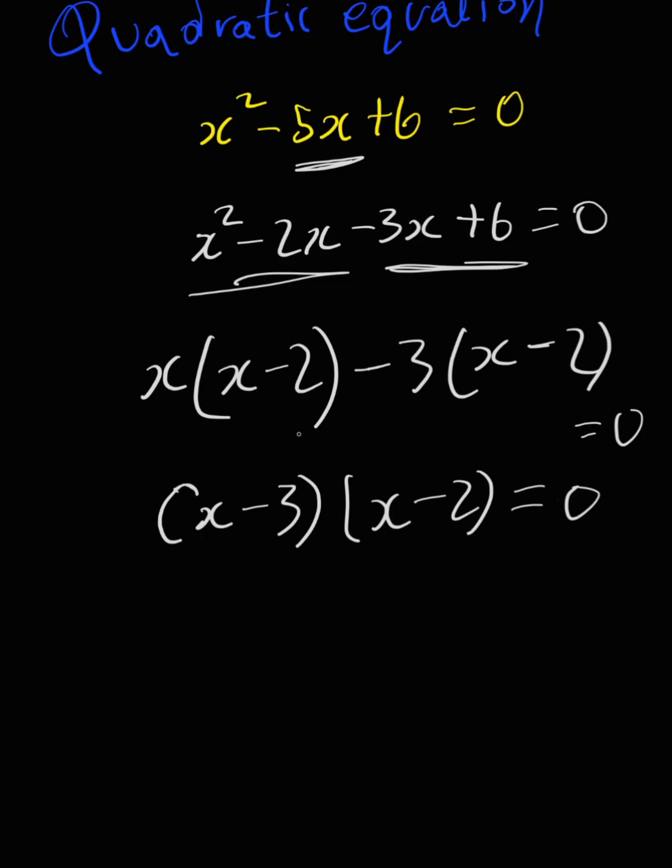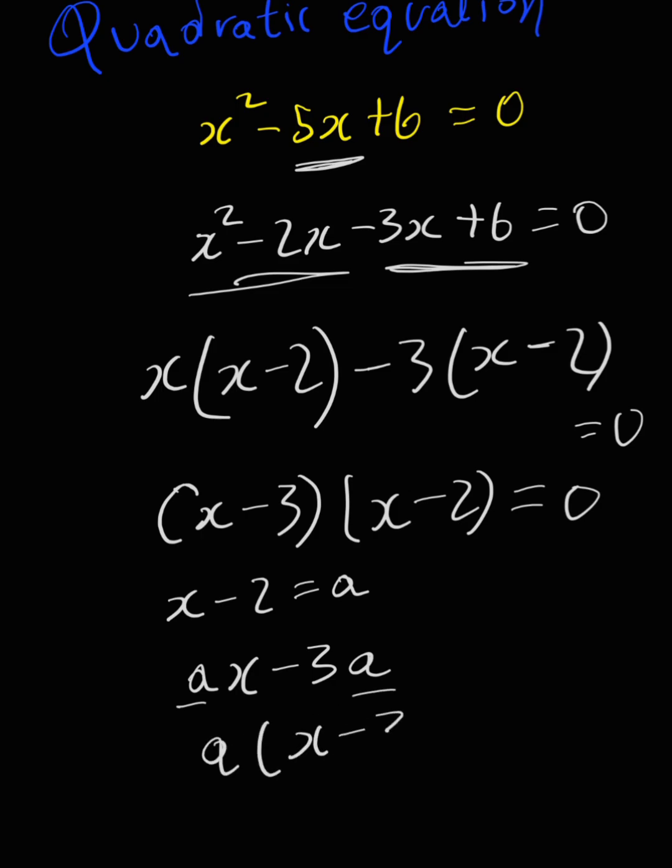Now if you did not understand the step between this and this, think of it like this. Let's say that x minus 2 is equal to a for this case, and this is nothing but ax minus 3a. We can take a common and this will become a times x minus 3. Therefore, a was what? x minus 2. So hence this value came, x minus 3 times x minus 2.